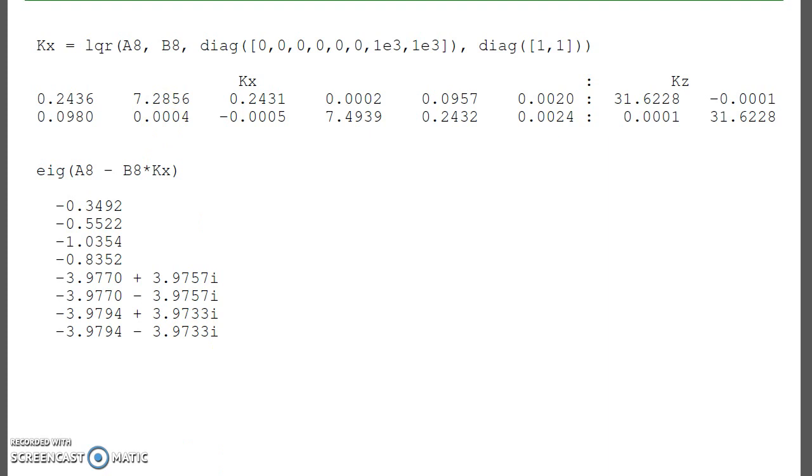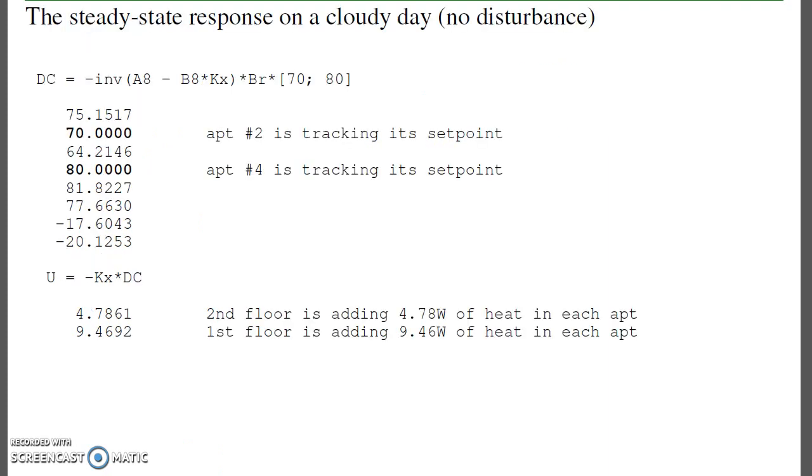I can look at the steady state behavior. If I say apartment number 2 should be 70 degrees, apartment number 4 should be 80 degrees, look at the steady state values, and sure enough, apartments 2 and 4 are right where I set them. That's what property you have. When you have 2 input systems, I can control 2 outputs. With servo-compensators, I force the DC gain to 1. Those outputs will go and track your set points. The other apartments are off, however. I'm not controlling them. They're just wherever they wind up. And the last 2 states are the servo states. I don't really care. Those are dummy states.